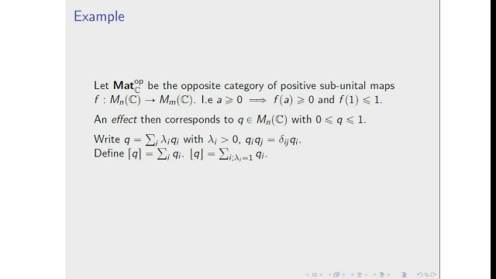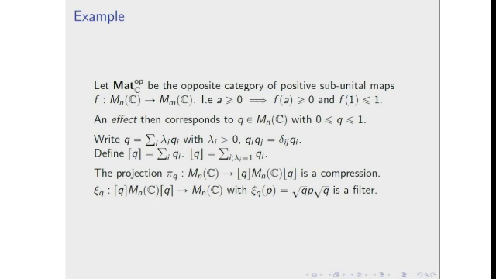And I can always diagonalize an effect in terms of projections. Then I can define the ceiling of Q, which is the smallest projection that's above Q. And I can define the floor, which is the largest projection below Q. And then the compression is a projection map into this smaller space, and the filter is this map, which, if you're from a physics background, you might know as the Lüders map or a measurement map, or a post-selection for Q. That's the intuition behind compressions and filters, what they mean in quantum theory.